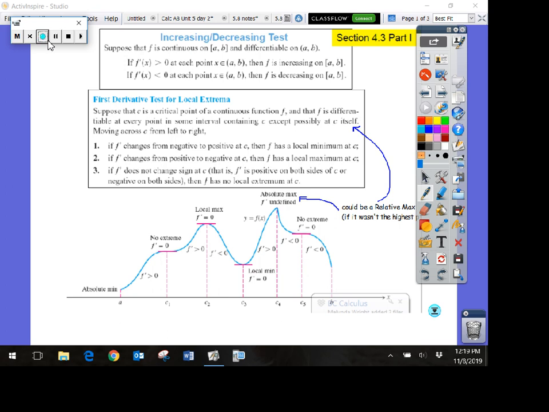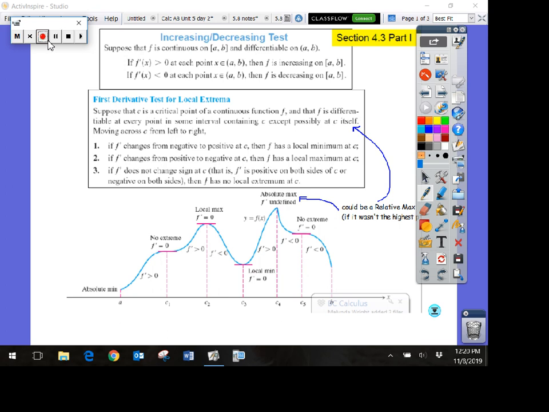And we can do that by doing the increasing or decreasing test. So we have to first make sure that f is continuous on the closed interval and that it's differentiable on the open interval. If that is true, then when the derivative is greater than 0, we can say that the function is increasing. If the derivative is less than 0, according to our sign chart, when we find our zeros, we can figure out our pluses and minuses, then we can state that f is decreasing.